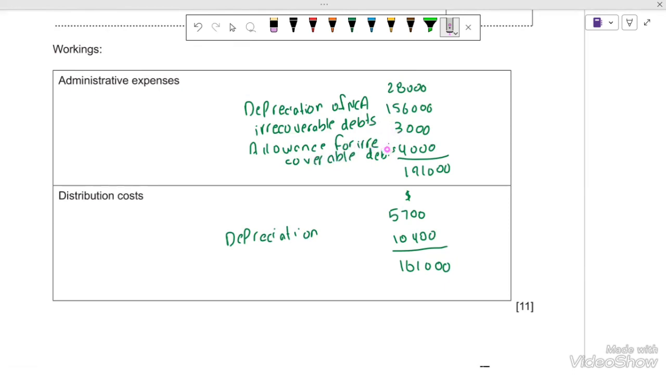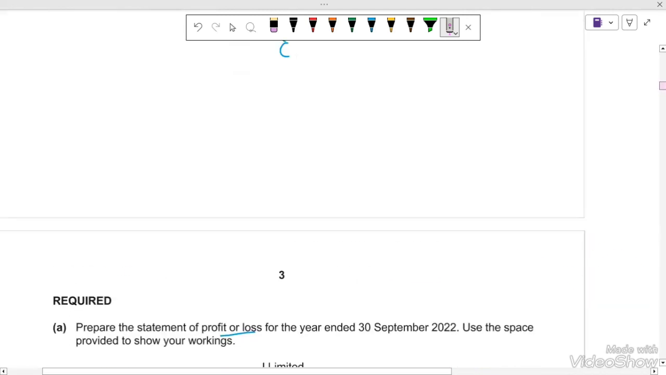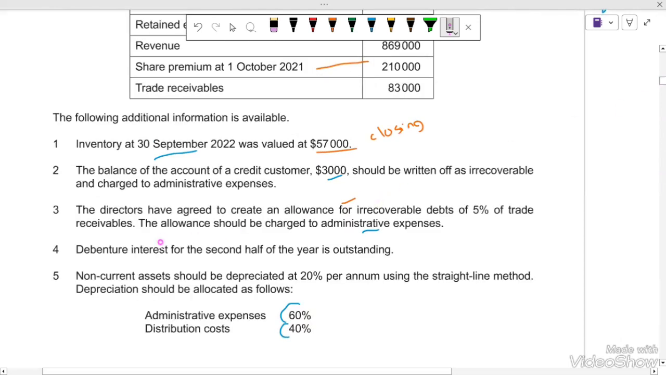And there is also an allowance for the irrecoverable debts. The directors have agreed to create an allowance for irrecoverable debts of 5% of trade receivables. The allowance should be charged to the administrative expenses. So 3,000 was irrecoverable, which means we would subtract 3,000 from the trade receivables, and whatever amount remains, we just apply the 5% rate on that, and we will have the allowance figure for the trade receivables.